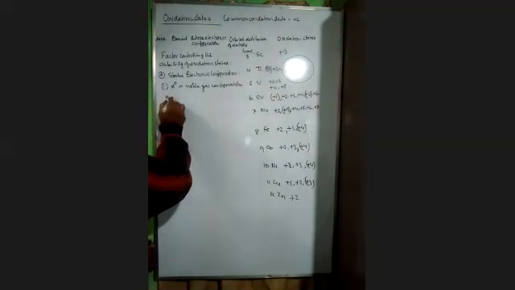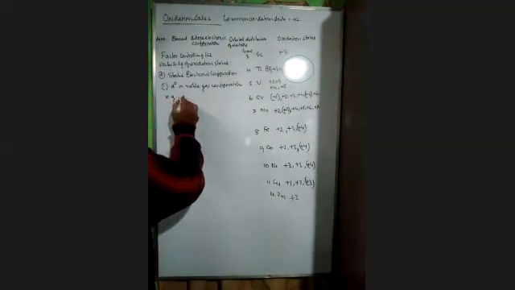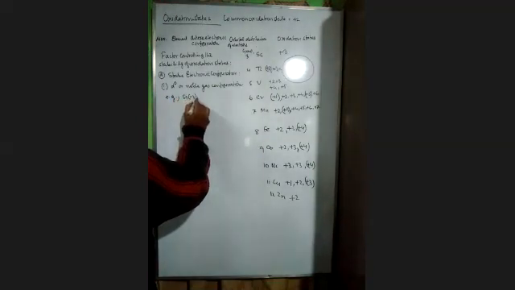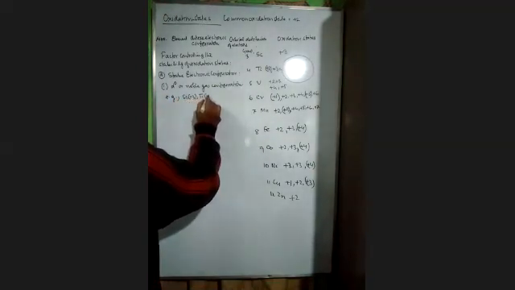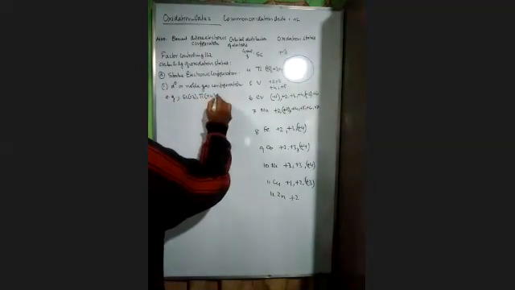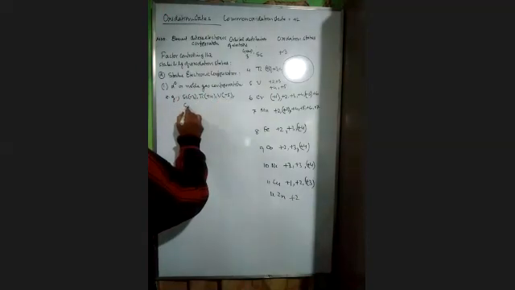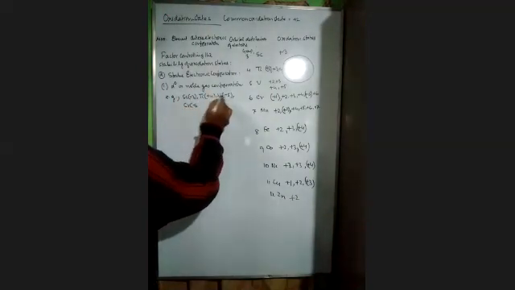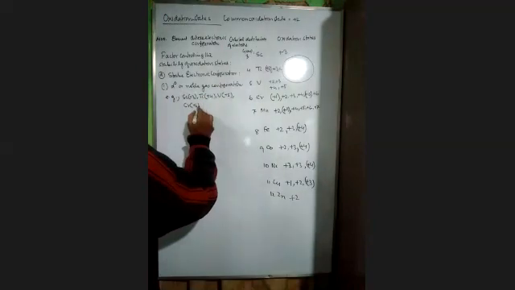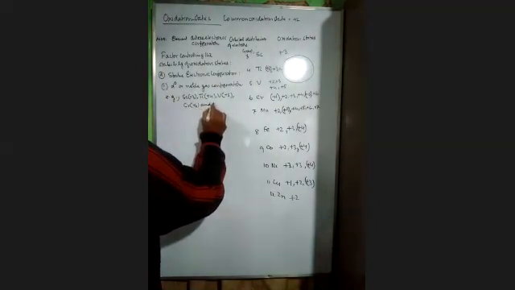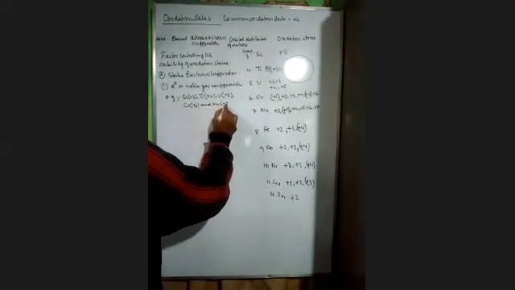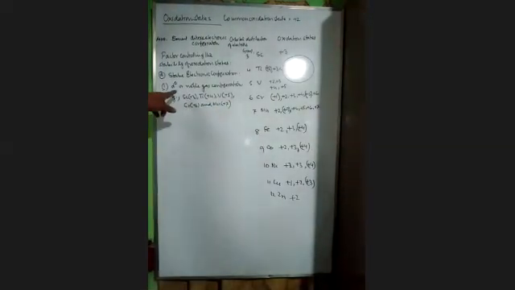Example is scandium. I'll write here now: +3. Titanium +4. Vanadium +5. Chromium +6 and manganese +7. So why are they stable? Because they have attained d0 or noble gas configuration.